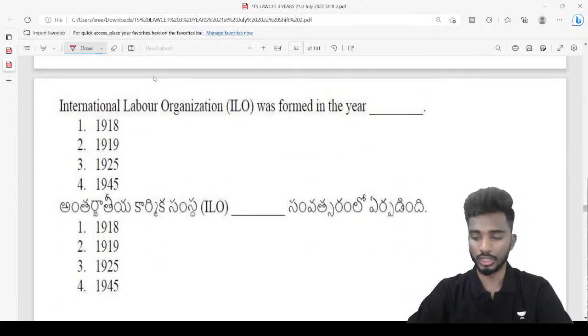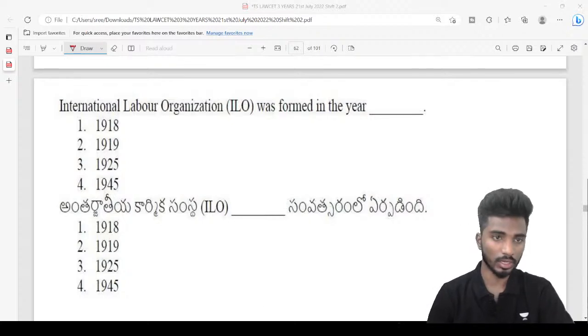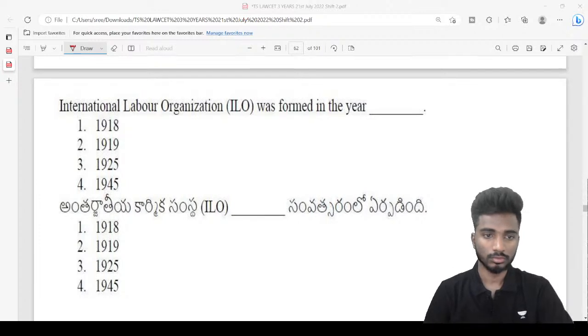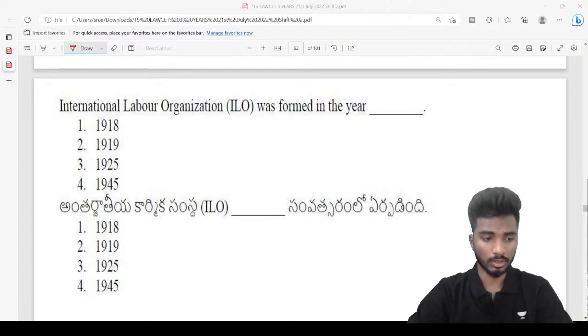Next, International Labour Organization was formed in which year? What do you think is the answer, guys? Very quickly. Just a year, you have to remember the years also. It is really important, I would say.